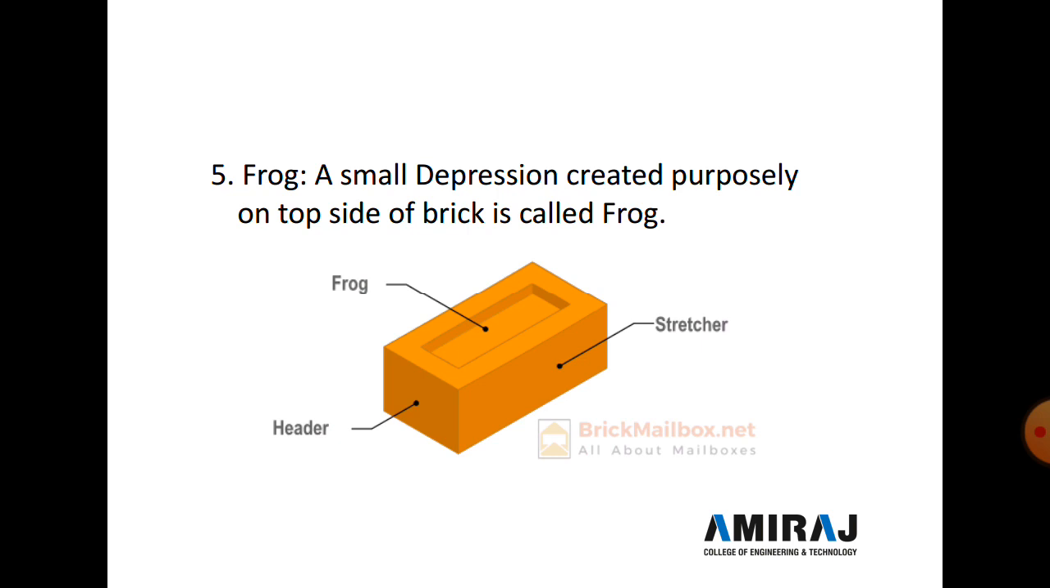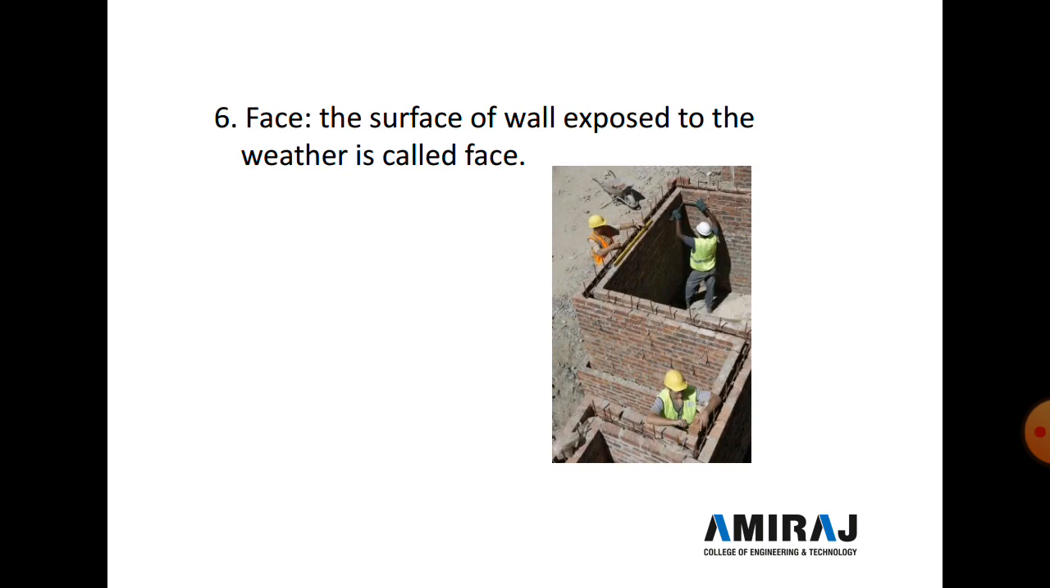So here the frog is generally at the top of the brick. Now next is a face. So what is face? The surface of the wall exposed to the weather is called a face. So here the external side surface of the wall is known as a face wall. In the figure you exactly see the external wall surface, which is in touch with the weather, is called a face wall.